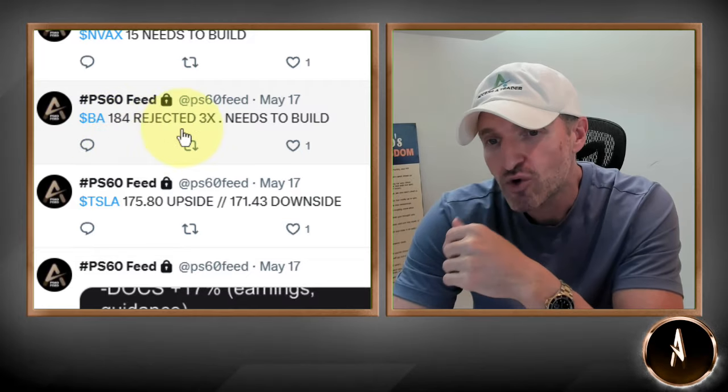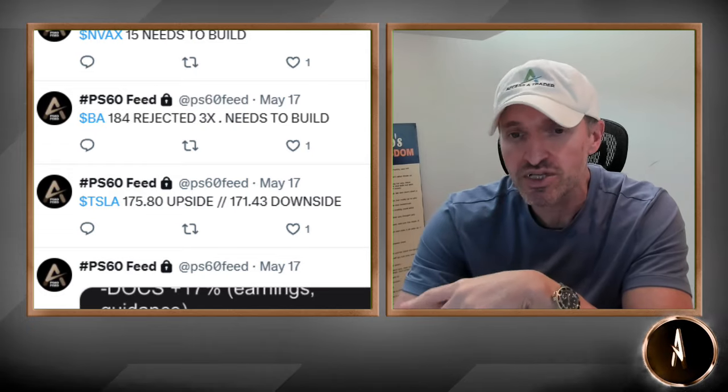Boeing, 184 rejected three times, meets the build. Nice initial move here on Boeing. This is now the highest close in the whole formation. It got back above the 184, stopped just like Tesla did on the 65 supply in the 185s. If it could confirm Friday's channel Monday, this thing does have room. You saw June 200 calls coming in on Boeing. Looks really, really good.